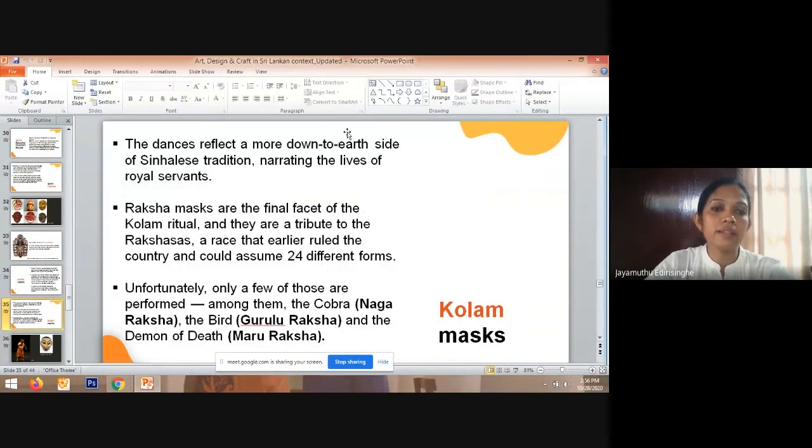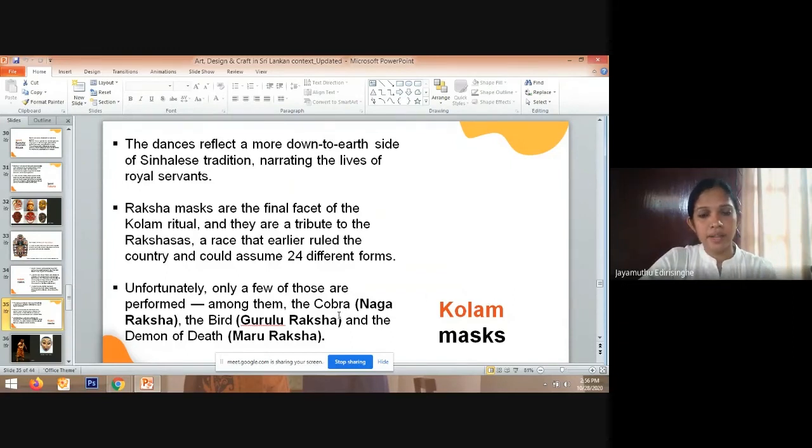And again, in these Kolam mask performances, the dialogues are more down to earth, depicting natural, day-to-day things. There are narrations of the day-to-day lives of royal servants and different villages. And another type of mask we have is the Raksha mask. That is different from the previous two, the Sanni mask and the Kolam mask. Right?